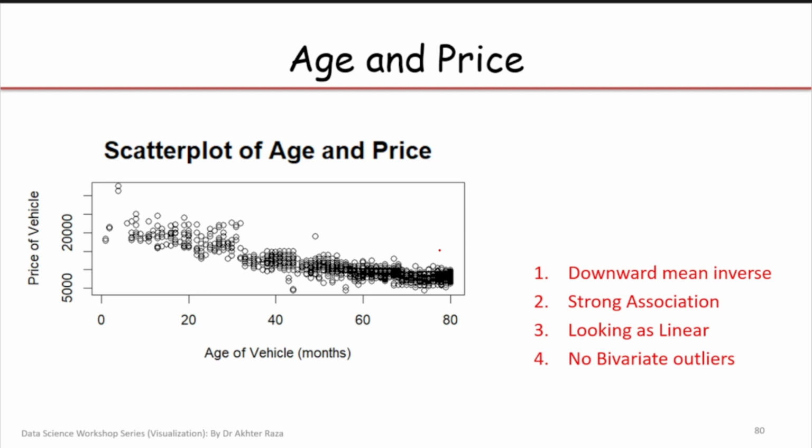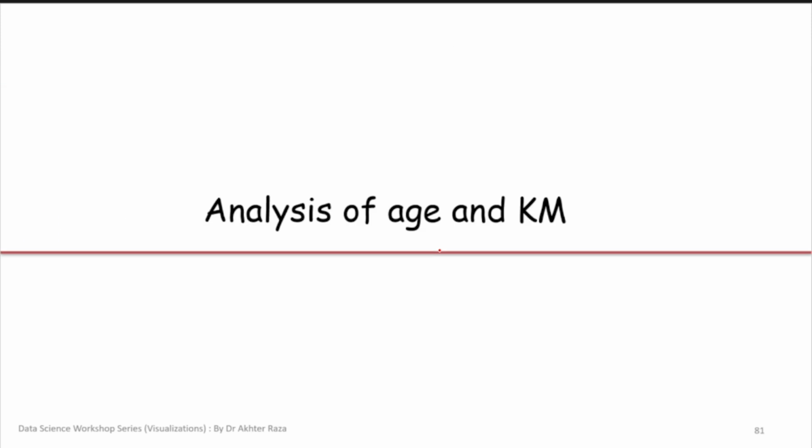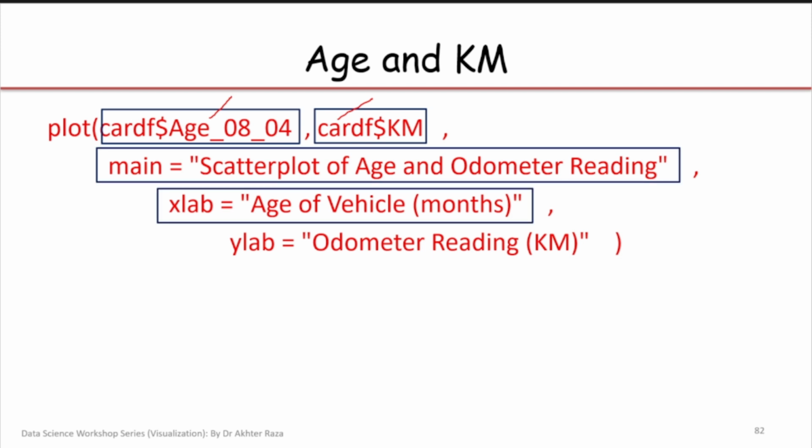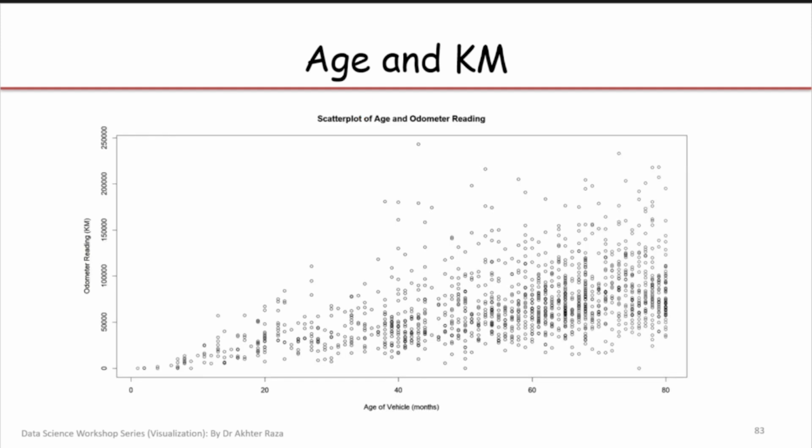We can have two more scaled variables, which are age and kilometer. Age and kilometer can also be plotted by the same command. Just the age and kilometer headings are changed, along with the X title and Y title. The graph is this.